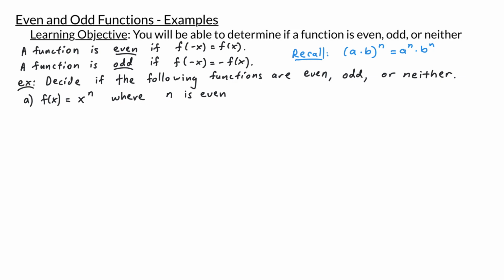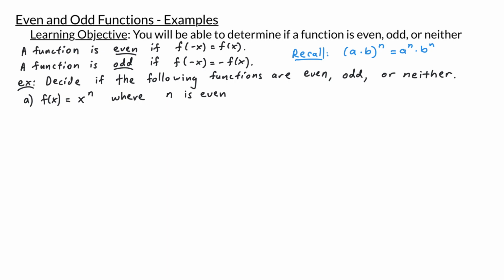So in our examples here, we'll be given functions and we'll want to decide whether they're even, odd, or neither. Our first example, we're working with f of x equals x to the n, where n is an even number. To determine when a function is even or odd, what you want to do is plug in negative x into our function and see what the output is. We'll simplify and see if it equals the original function or the negative of the original function.